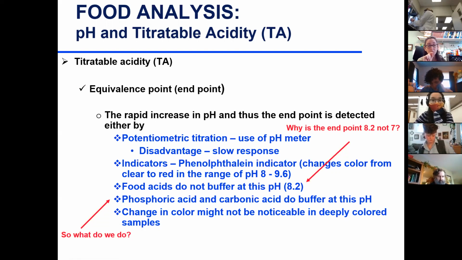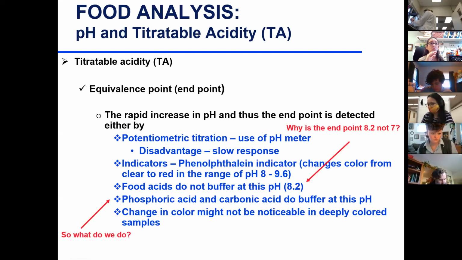So the endpoint pH is 8.2. You would think that the endpoint pH would be 7, but it's not really. The endpoint pH is 8.2. Anybody can tell me why the endpoint pH is slightly basic? No, it's okay. I wouldn't think you would know this right away.